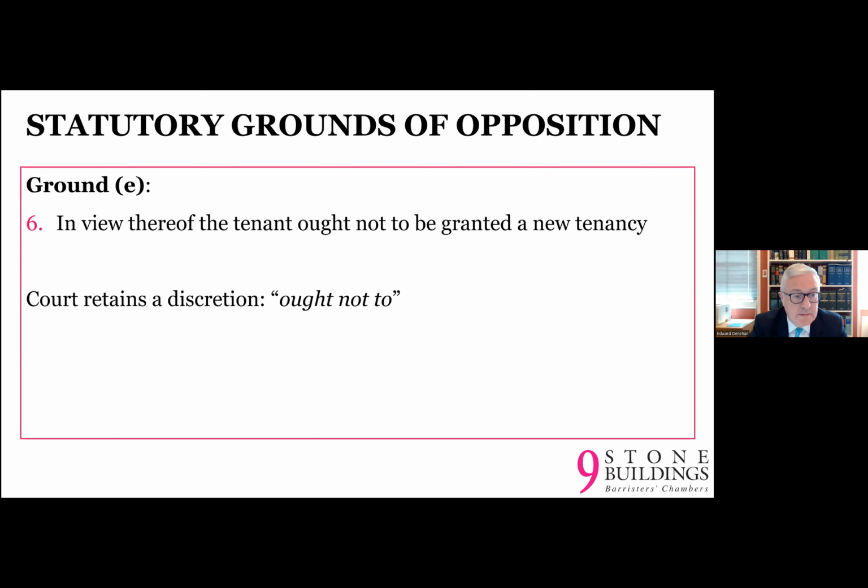Again, there's a discretion, ought not to be granted a new tenancy. It's hard to understand how that is exercised against a tenant in the context of ground E, because the tenant's done nothing wrong. When one had, under A, B, and C, delinquent tenants, one can say, well, they're a bad tenant, and the court says, I don't want the landlord to be stuck with them. Even in ground D, the tenant's been unreasonable for refusing the shop next door or the office on the floor above. But here the tenant, I repeat, has done nothing wrong.